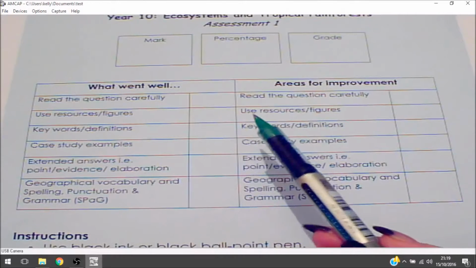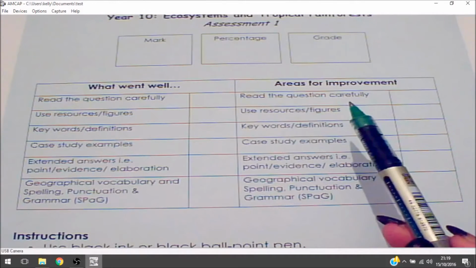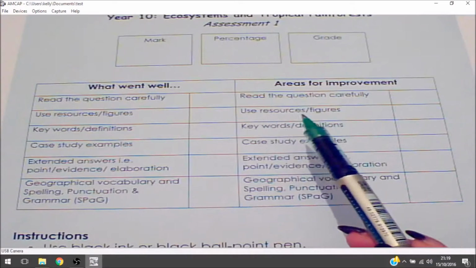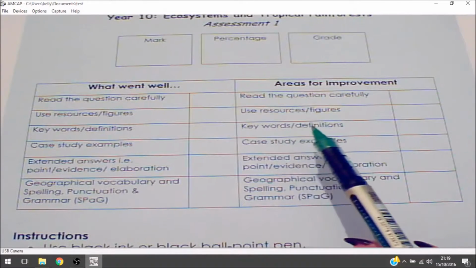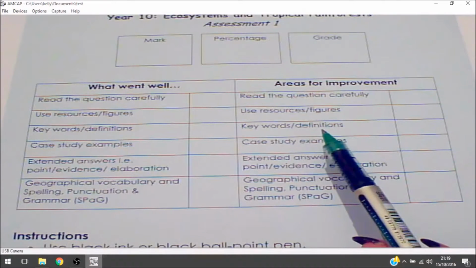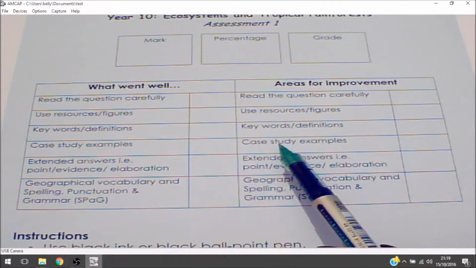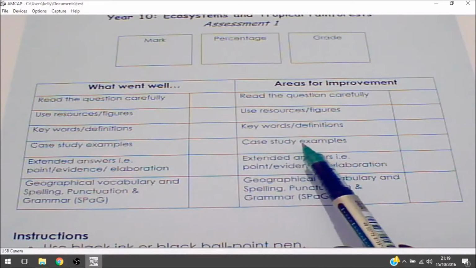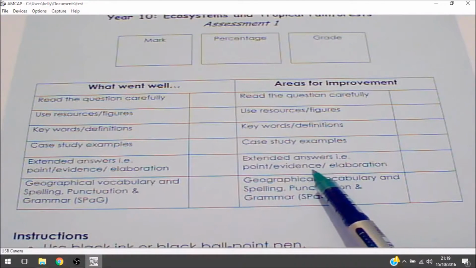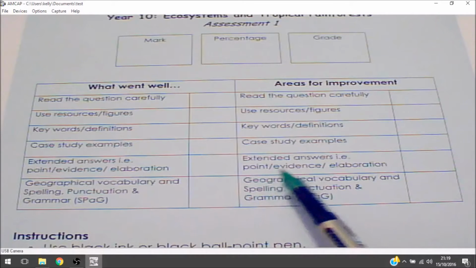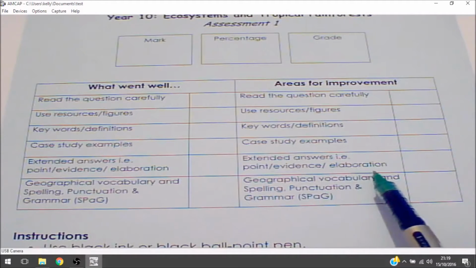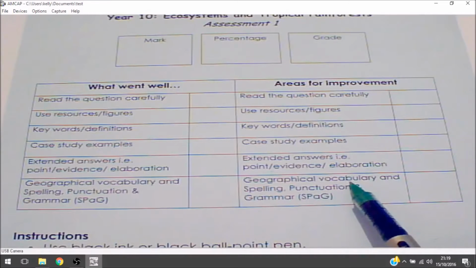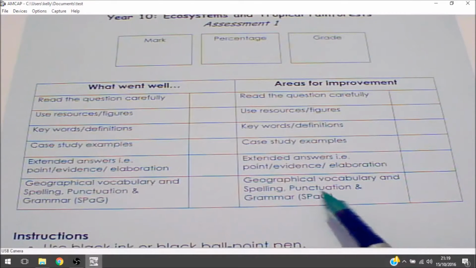So things like, have you read the question carefully? Have you used resources and figures accurately? Have you used keywords? Have you used any definitions of any keywords? Case study examples, which are critically important in geography. Have you extended your answers, giving a point, explaining it by providing evidence and elaborating on it? And again, geographical vocab and spelling, punctuation and grammar are all included in the mark scheme, so be careful of that.